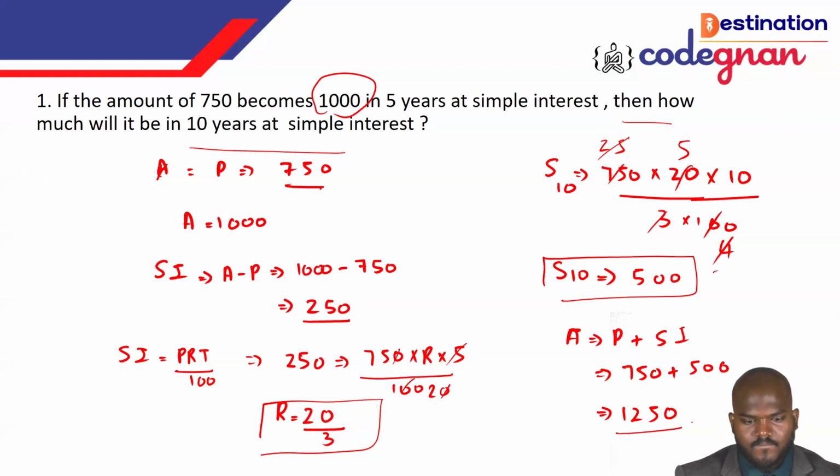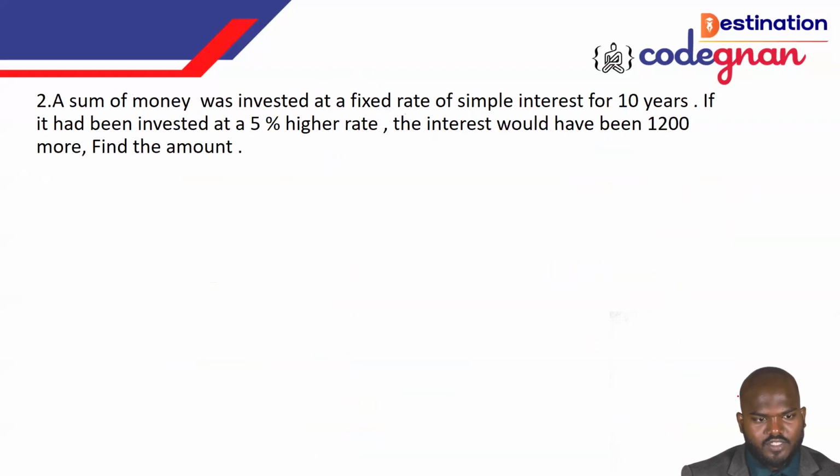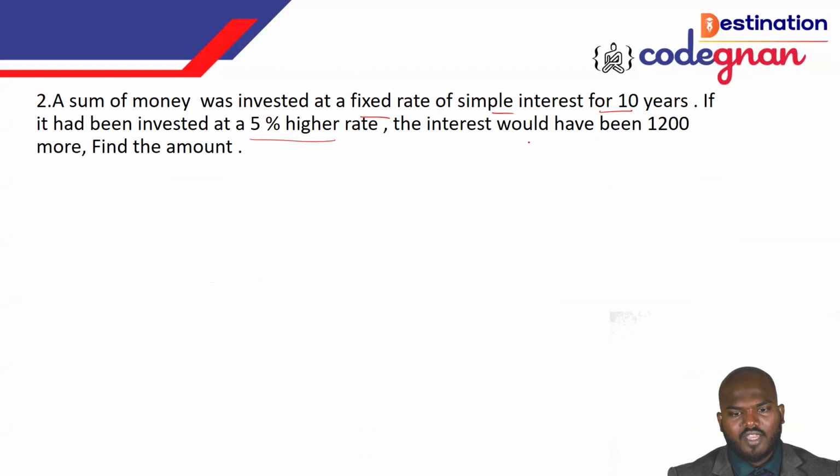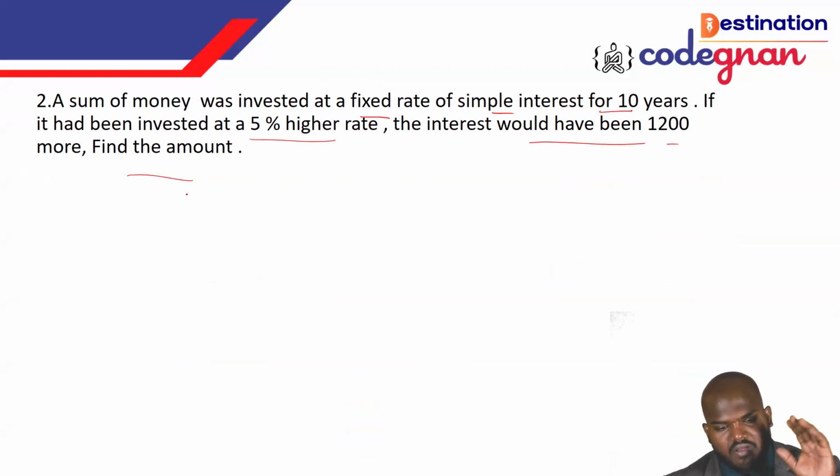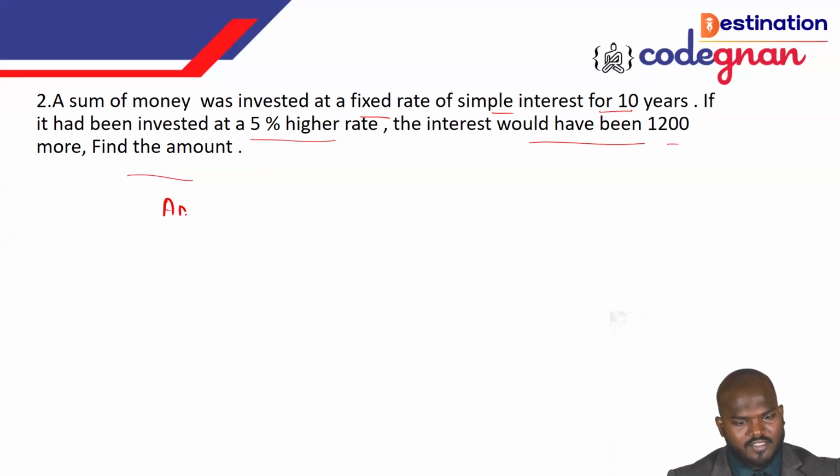Okay, so going with the next question, you see this one. A sum of money was invested at a fixed rate of simple interest for 10 years. If it had been invested at a 5% higher rate, the interest would have been 1200 more. Then they're asking again to find the amount. So we take the amount, which I don't know, right? So I'm calling it X.